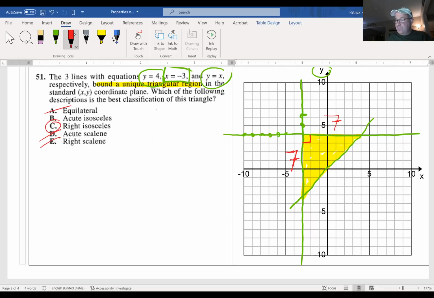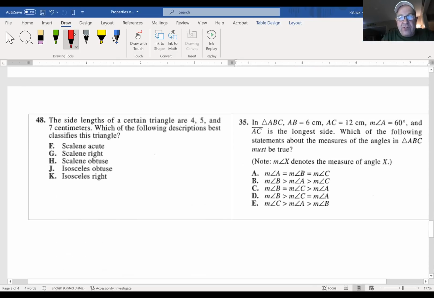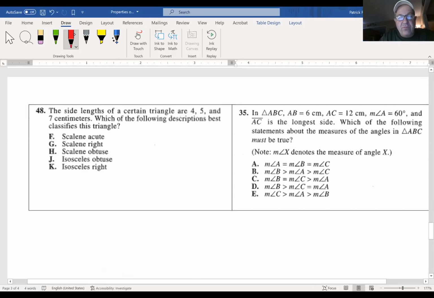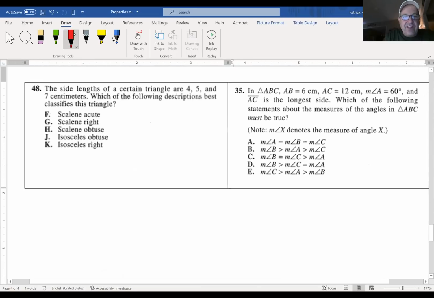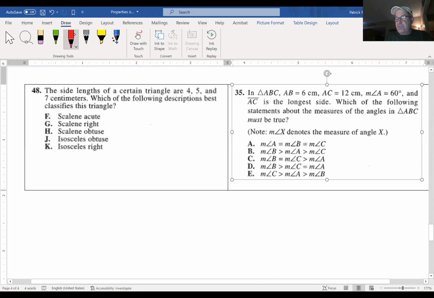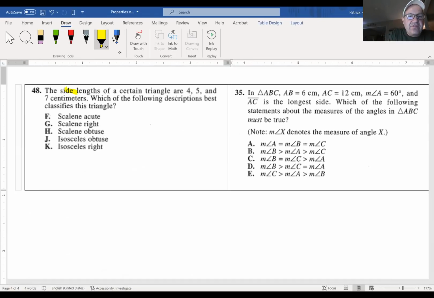Not too bad. Okay, we're getting short on time. We're only going to do one more. We're not going to do question number 35 on the right. We're going to do number 48. I really like this one because it's probably the most difficult one, and it's really, really interesting. They give us the side lengths of a triangle, 4, 5, and 7, and they ask which one best describes this triangle.